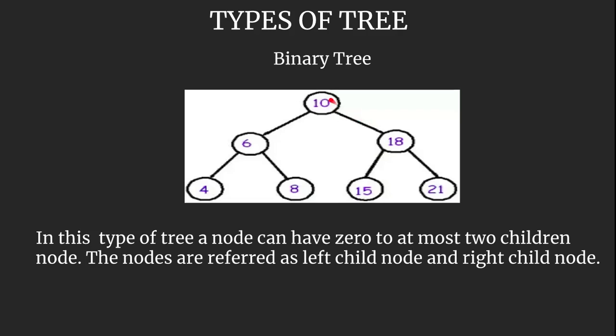In this diagram, 10 is the root node of the binary tree, 6 is the left child node of 10 and 18 is the right child node of 10. We can have only this node 10 and nothing else. Still we can call it a binary tree because it has the characteristic that it can have 0 to at most 2 children nodes.